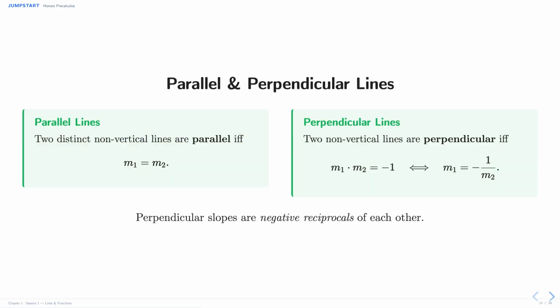Now, let's discuss parallel and perpendicular lines. Two distinct non-vertical lines are parallel if they have the same slope. In contrast, two non-vertical lines are perpendicular if the product of their slopes equals -1, meaning they are negative reciprocals of each other. It's interesting to note that a horizontal line and a vertical line are also considered perpendicular, even though the formula doesn't apply in this case.